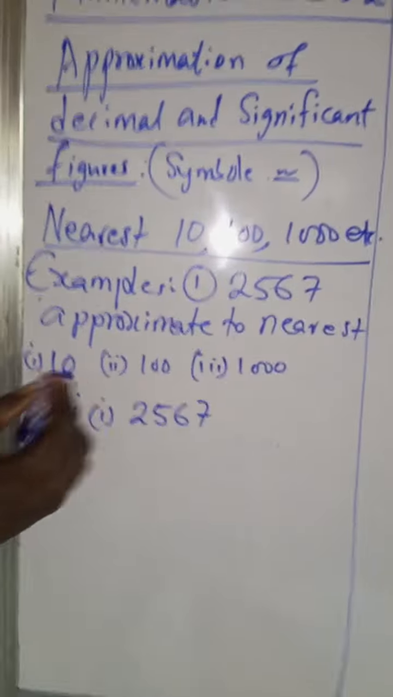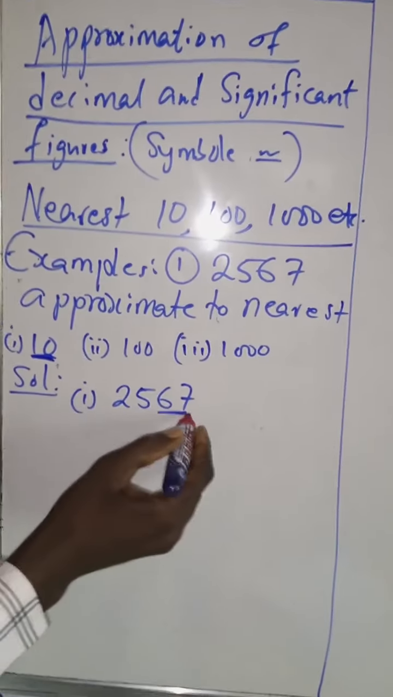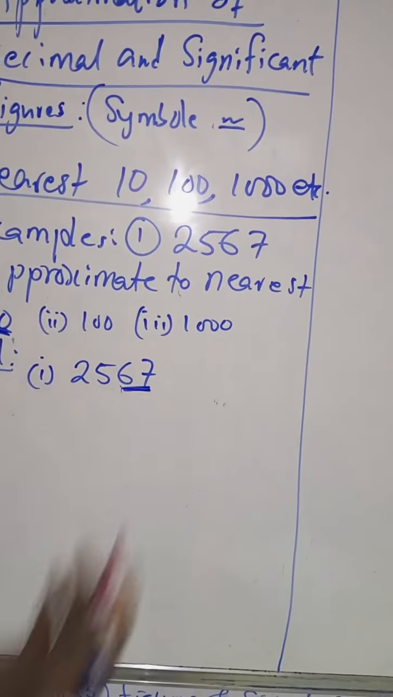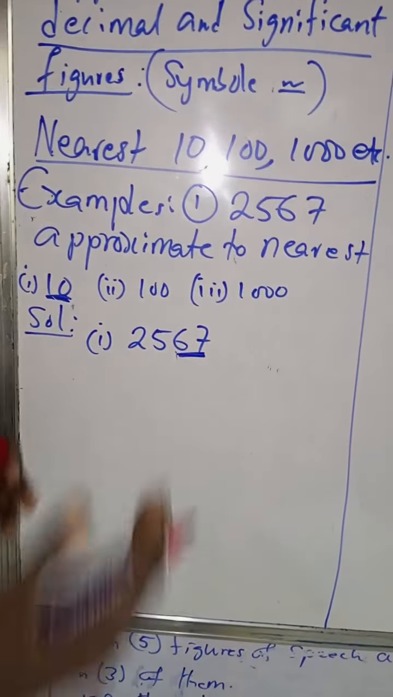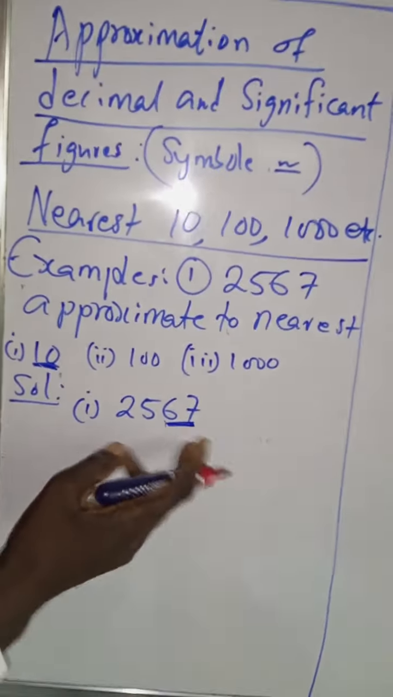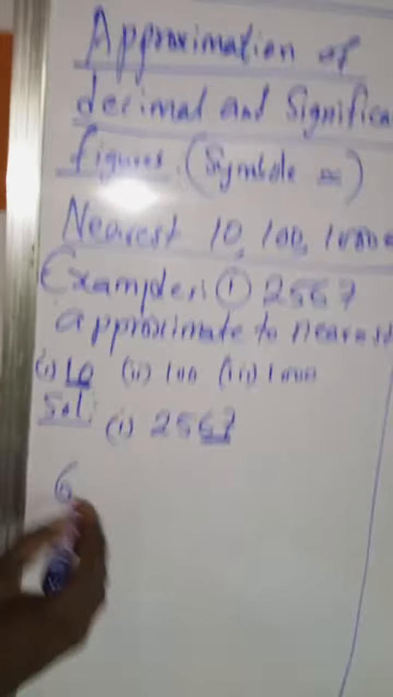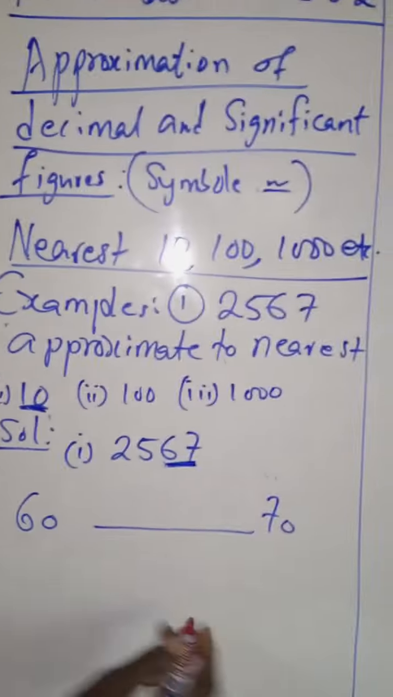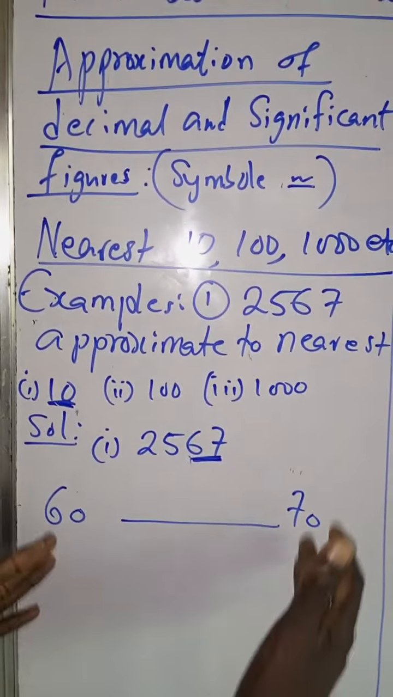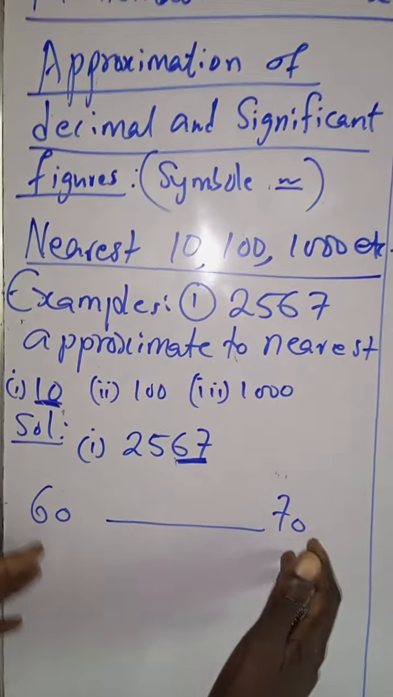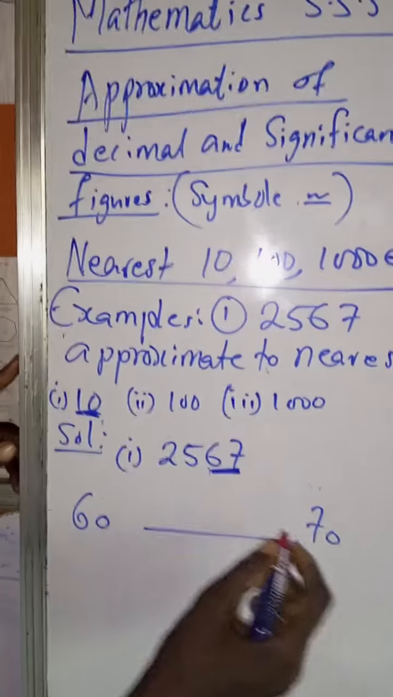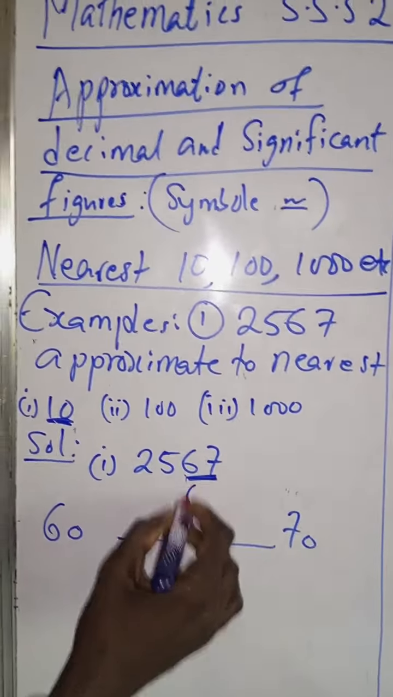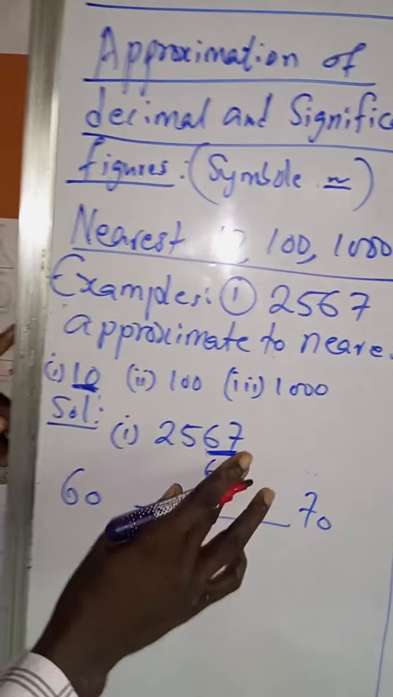When they say nearest 10, tens entails two digits, so we are concerned with the last two digits, which is 67. I'm moving in tens. 67 falls between 60 and 70. When the gap is 10, I move according to it. Half of 10 is 5, so the middle will be 65.